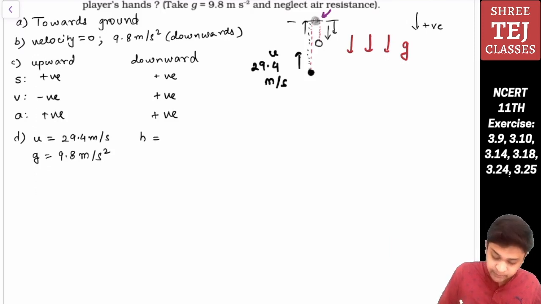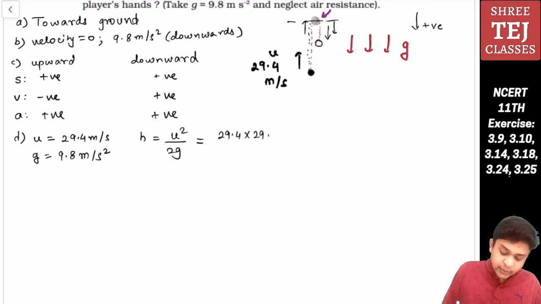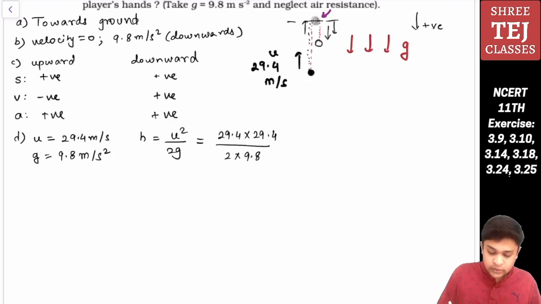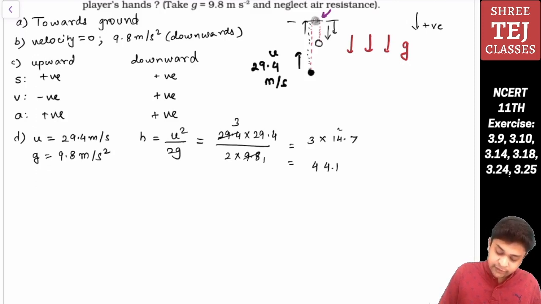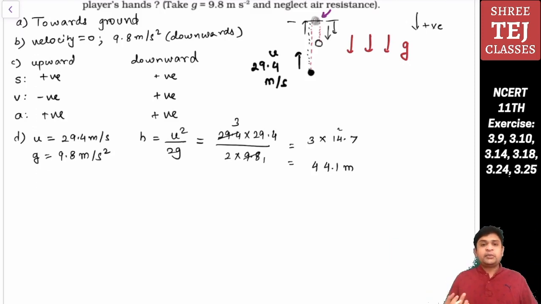Therefore, h will be u square upon 2g, which is 29.4 into 29.4 divided by 2 into 9.8. So 9.8 ones are 9.8, threes are... So it will be 3 into 14.7. So it will be 44.1 meters. So maximum height reached would be 44.1 meters.